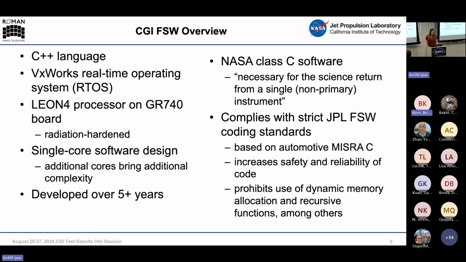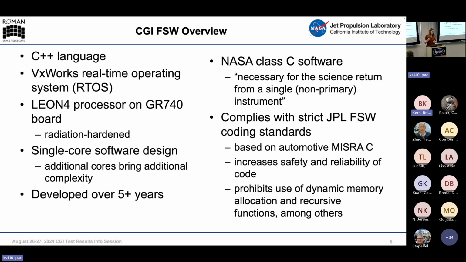The code base was developed over 5+ years by a team of anywhere from 1 to 6 people. There was a core team of 3 people for the most part. It is NASA Class C software, meaning it's necessary for the science return from a single instrument. That being said, we do comply with strict JPL flight software coding standards. We do this because if the CGI flight software were to go down and never come back up again, CGI would be a really expensive piece of space junk because we can't communicate with it anymore.